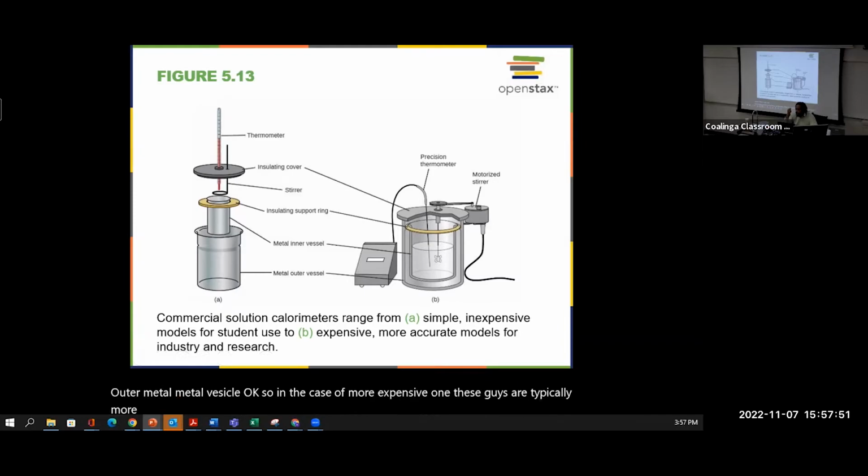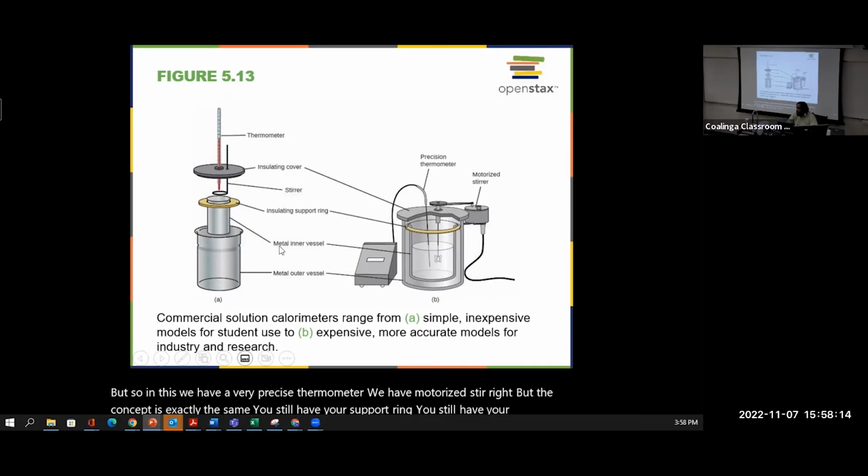They're often used in research and in labs. I hope we get one one day. I keep praying and begging, and maybe they'll break down and get me one. But in this, we have a very precise thermometer. We have a motorized stir. But the concept is exactly the same. You still have your support ring, you still have your internal metal vessel, and then you have your external metal vessel.